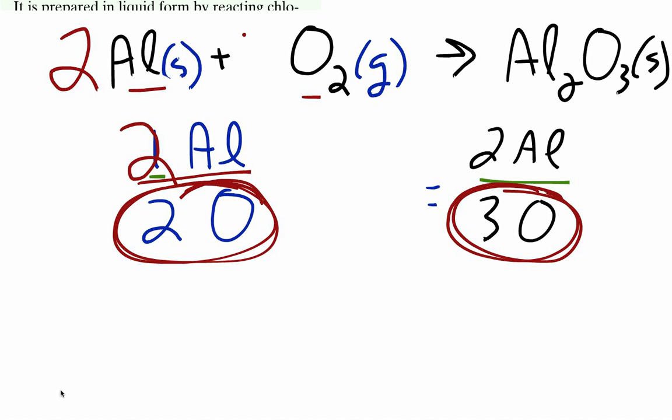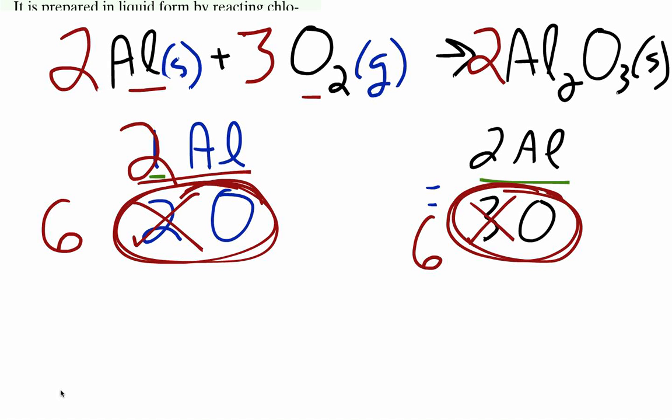So I could put a 2 there. That's not going to work. You know what? I think I'm going to need a common denominator. So I'm going to have to put a 3 here. That will give me 6 oxygens. And that'll only work if I put a 2 over here. If I put a 2 there, that will give me 6 oxygens. Now my oxygens are balanced.